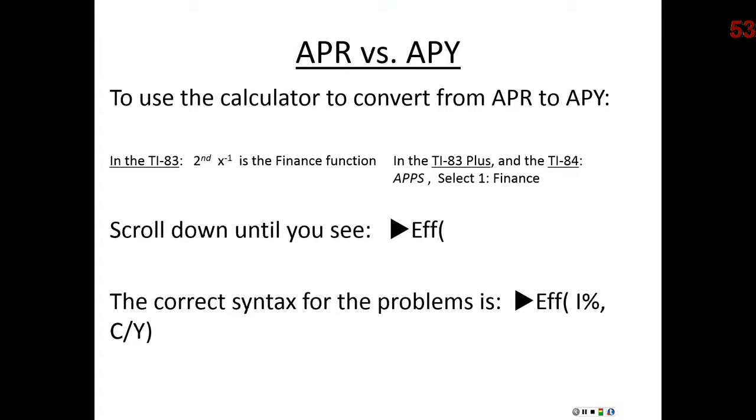Okay, just do this. Go to your calculator. Go to apps, select one, finance, scroll down until you see EFF. Now the correct syntax is basically the percent rate, your APR, and then your compounding per year. So like for example, if it's quarterly, it would be 4. If it was monthly, it would be 12.